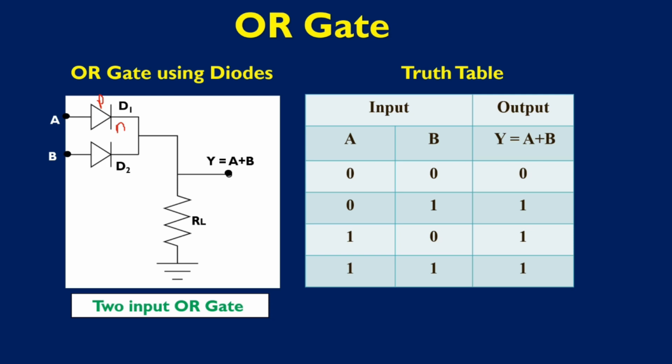Now let us check the output and the input by varying the inputs. So I am making the input A as 0 and B as 0.